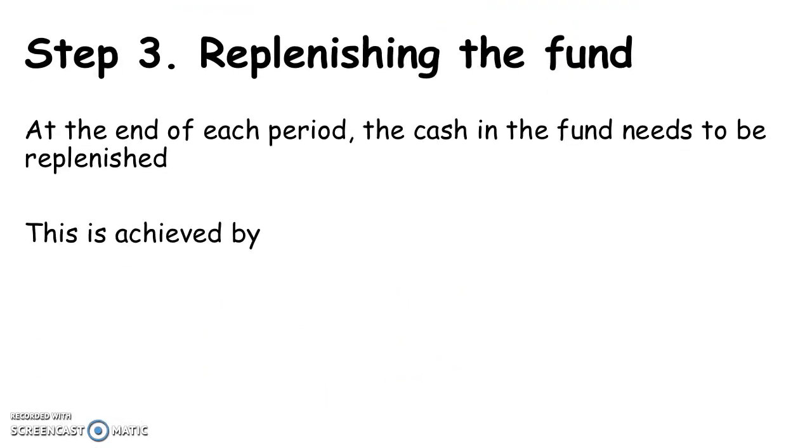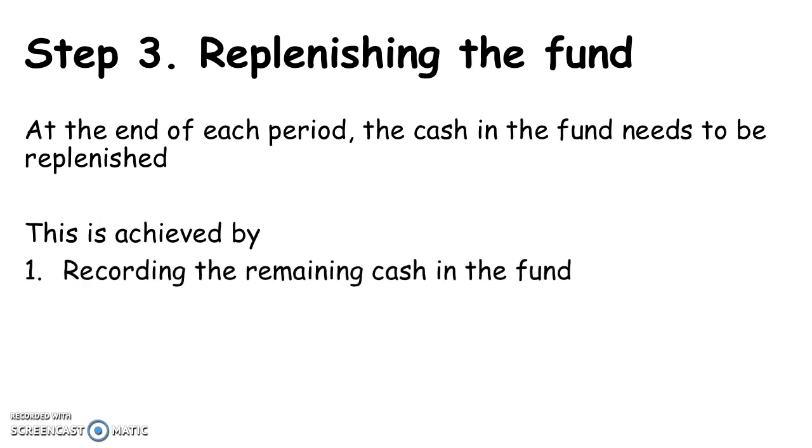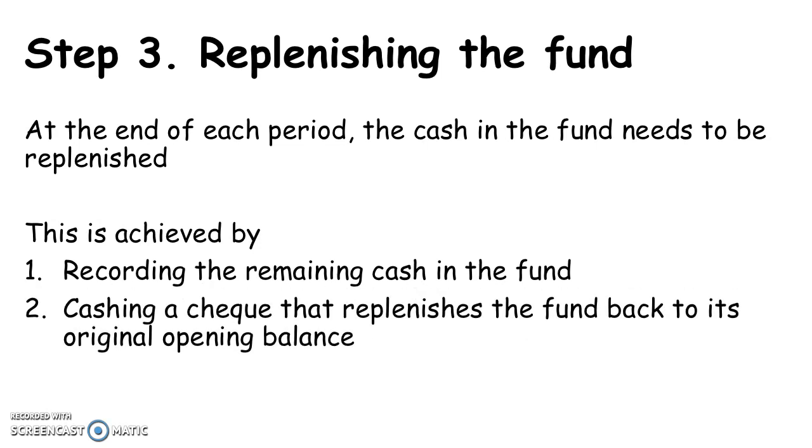Step 3 involves replenishing the fund. So at the end of each period, the cash in the fund needs to be replenished. This is achieved by recording the remaining cash in the fund and cashing a check that replenishes the fund back to its original opening balance.